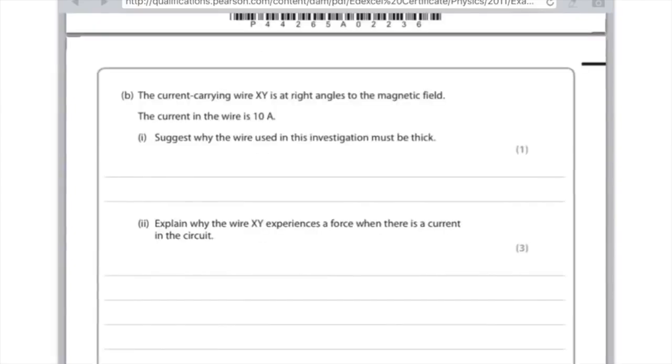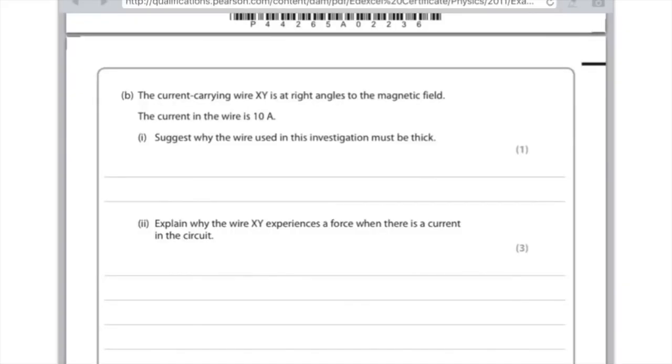The current carrying wire XY is at right angles to the magnetic field. The current in the wire is 10 amps. Suggest why the wire used in this investigation must be thick. Any sensible suggestion? Otherwise a large heat might cause it to melt if it was too thin, or you could say a thicker wire is used to reduce the resistance, or you could say that it doesn't sag or bend.